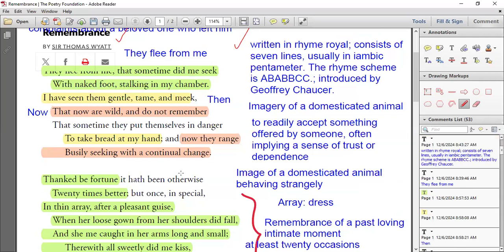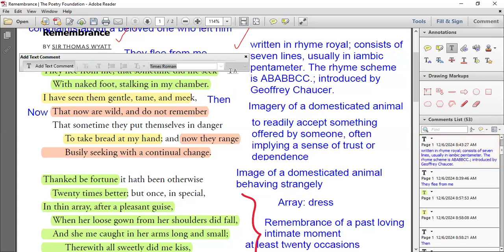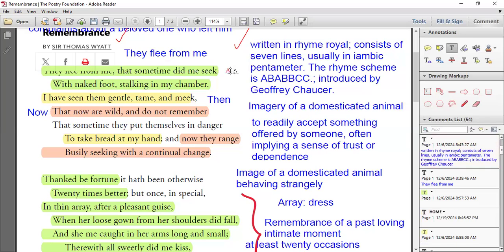if it follows iambic pentameter, then it is called rhyme royal. 7-line stanza, and it has a particular rhyme scheme. What is this rhyme scheme? The last word should rhyme. Look at the rhyme scheme. A, then here chamber. B, here seek and meek.